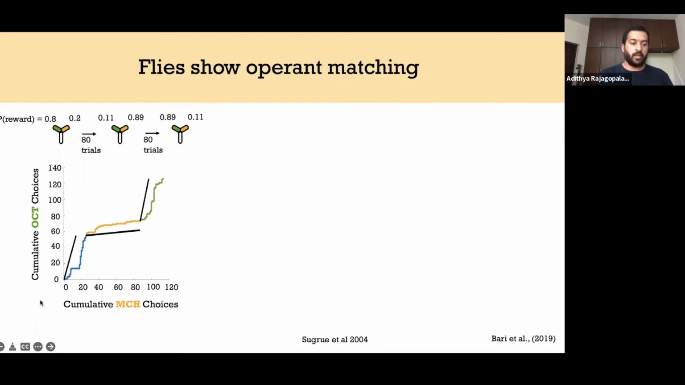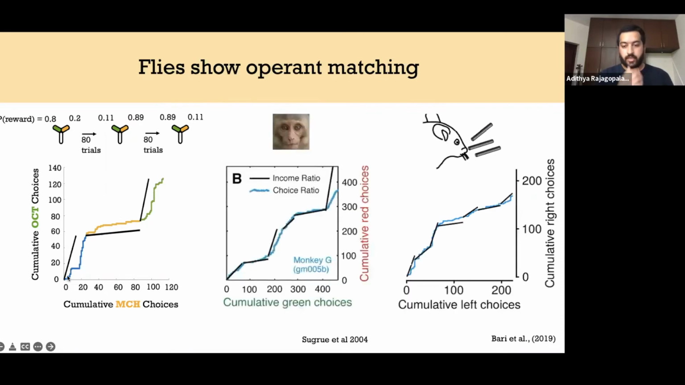I'm just plotting the number of times it chooses the green versus the yellow odor over the entire course of the experiment. And you can see that, similar to monkeys and mice, flies also tend to match. The only difference is that flies take a little bit longer to learn what the new ratio is. So there's a little bit of a lag, but once you get past the lag, the slopes of the choice and income ratios are pretty comparable.